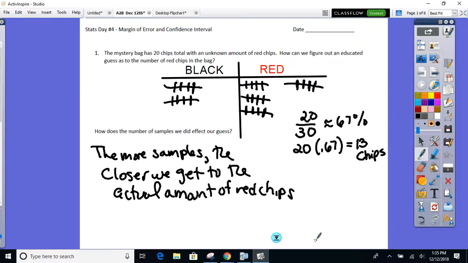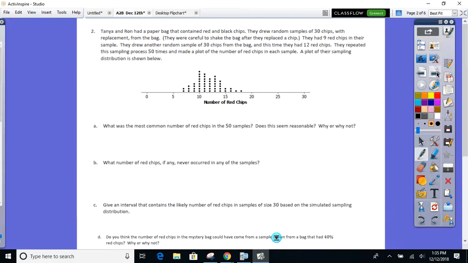They did this mystery bag thing, but I guess they had a lot of time on their hands because when we went around once, they went around 50 times. They picked 30. Here's what they did so you understand what's going on in this problem. They picked 30. They said, okay, I had 13 red chips, so they marked a dot at 13. And they go, let's do this again. And they counted how many red chips. They put another dot, and they did that 50 times.